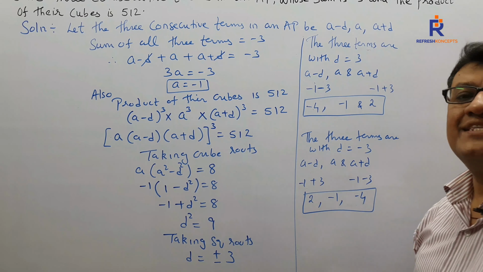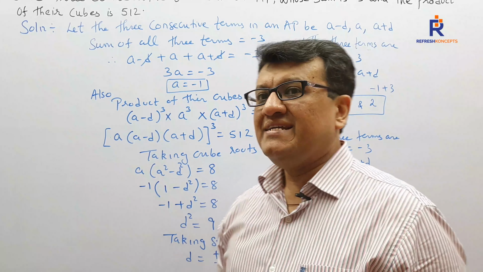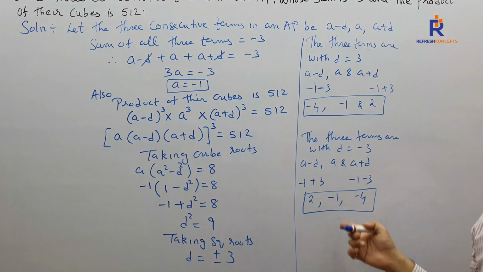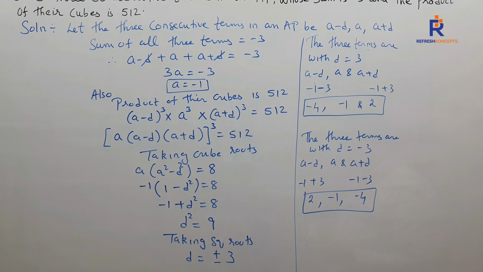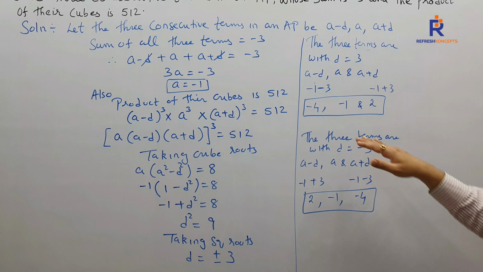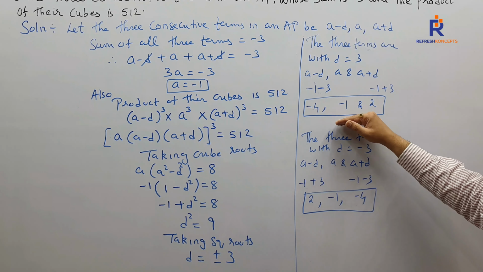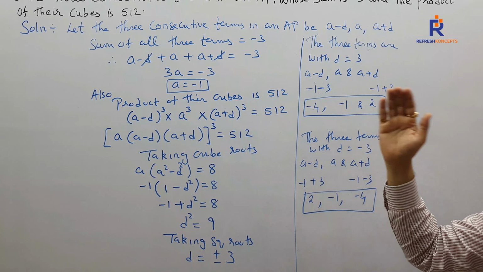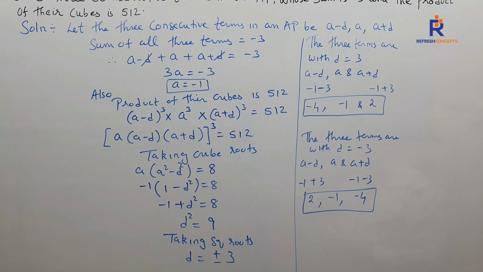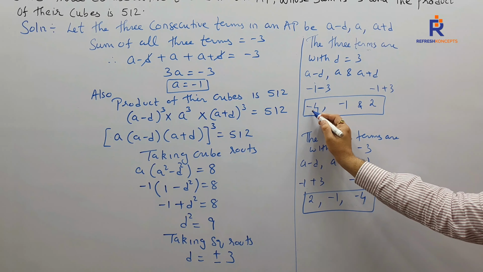Are you getting me? Let's cross check our answer whether we are right or wrong. Now when we have got that the terms are the same, I feel I should write down minus 4, minus 1, 2 rather than saying 2, minus 1, minus 4. You know, it will follow order from negative to positive. Let's cross check. Cube of this, cross check mind you.